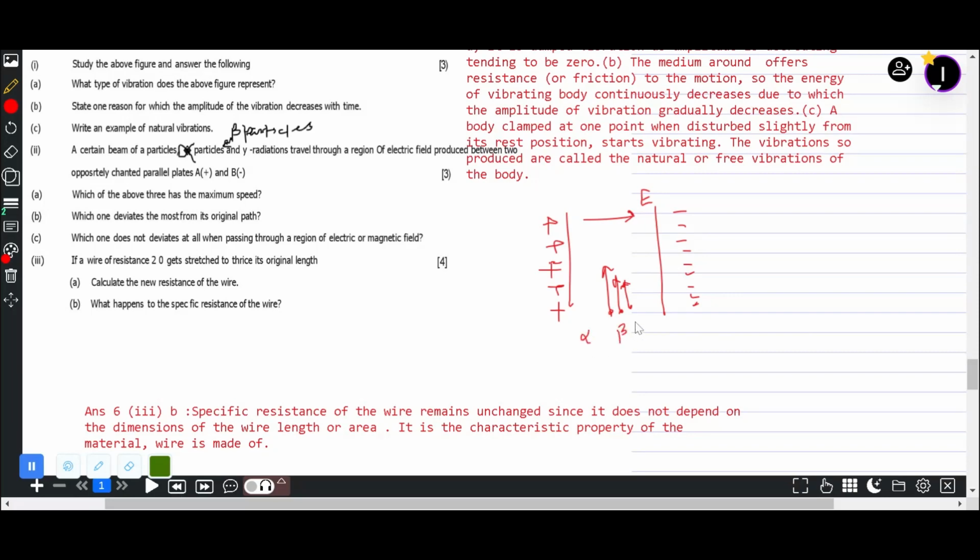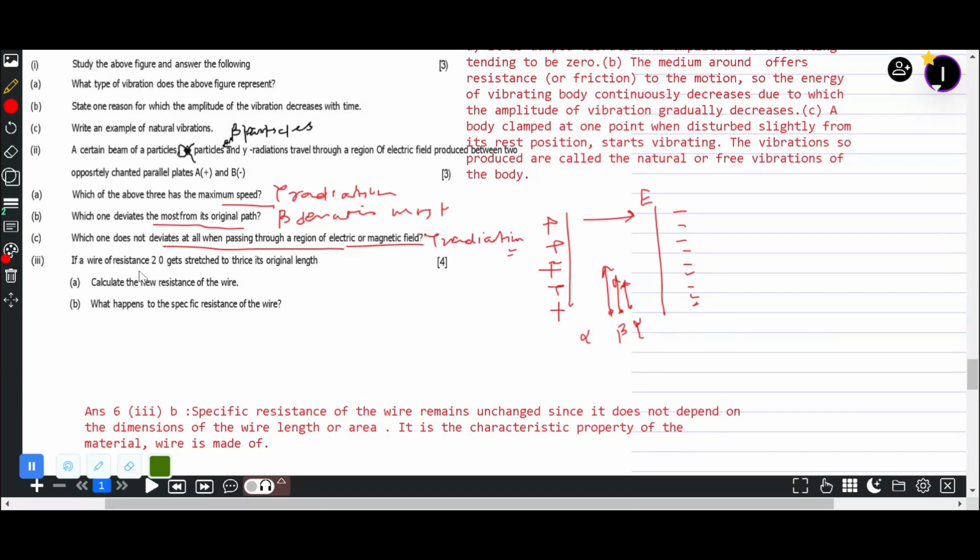Now you know beta has a good Q by M ratio. Alpha are the heaviest particles and gamma are pure energy radiations traveling at the fastest speed. So now they are asking which of the above three has maximum speed. Gamma radiations have the maximum speed. Which one deviates the most from its original path? Beta deviates the most. Third one, which one does not deviate at all passing through a region of electric or magnetic field? Again gamma radiation, because they don't have any charge.